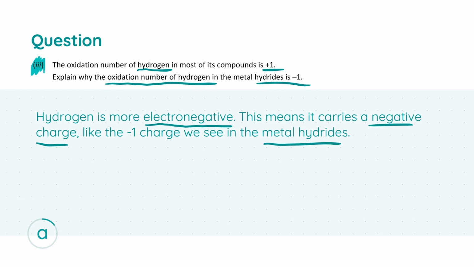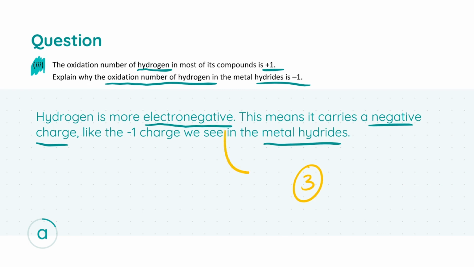Now, there's a few different ways you could approach this. We went down the path of talking about hydrogen being more electronegative. But you could also say that metals themselves are a little bit less electronegative, and because they're less electronegative, they're more likely to form positive charges, which is why the hydrogen in this case can take on that negative charge. There's a few other routes you could have gone with, but personally, I find this the easiest one to understand. And in this case, there was a total of 3 marks going for this answer.